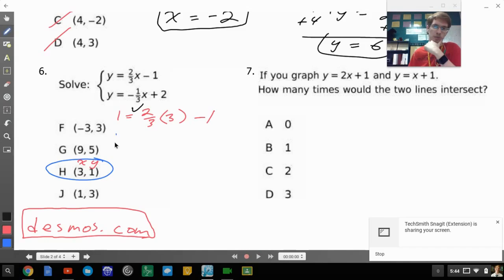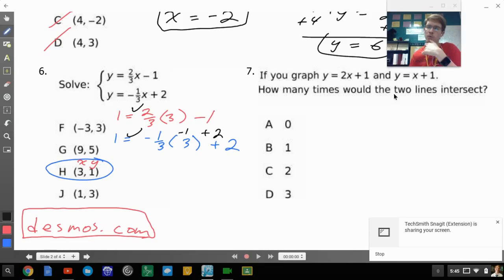Let's see, y is 1. Negative 1/3 times x, 3, plus 2. This would be negative 1. Negative 1 plus 2 is 1, which checks. Okay, they both turn out to be true. That's how I know that one works. I could do that on the calculator for each one of these points, and this is the only one that would come out to be true on both equations. All right, let's check out 7.